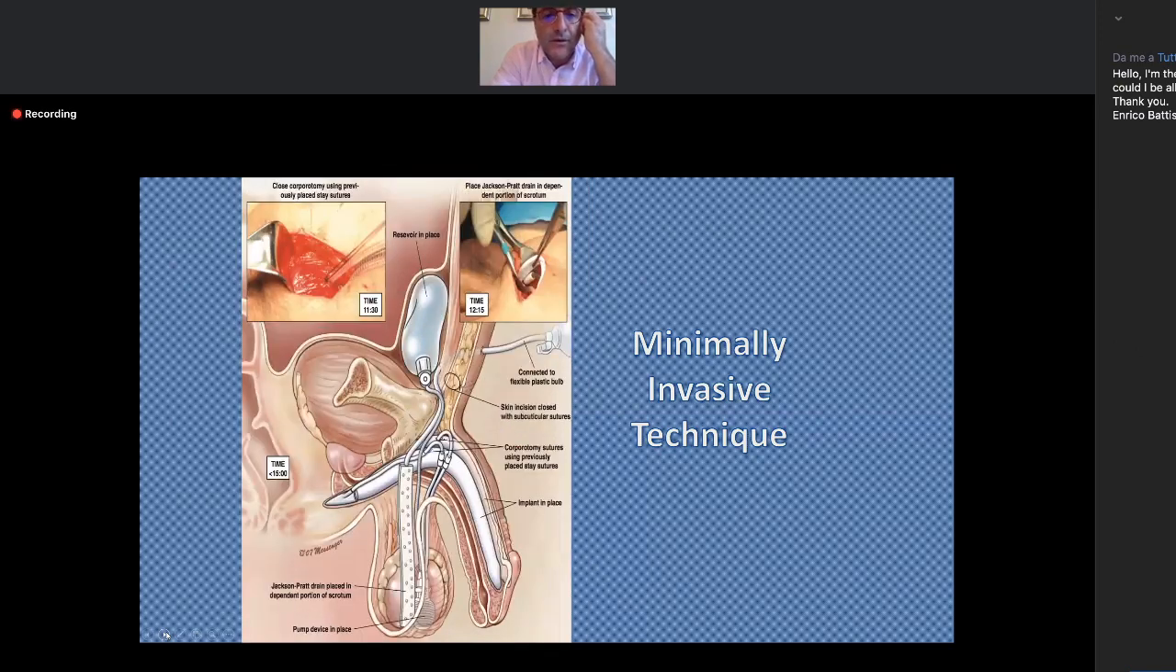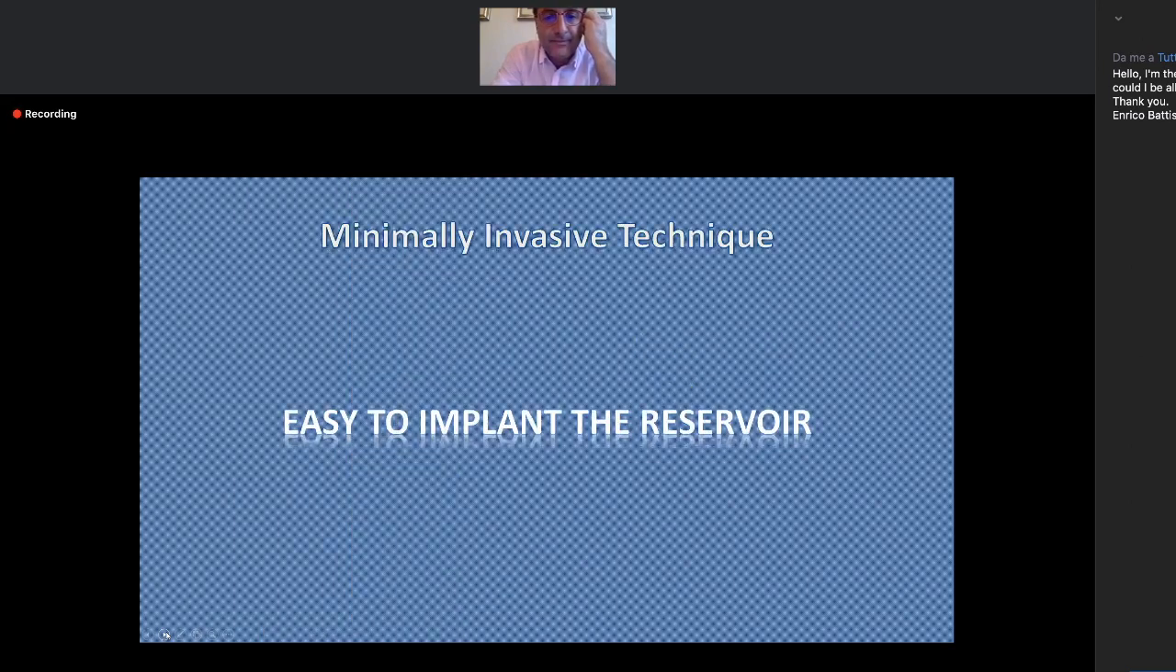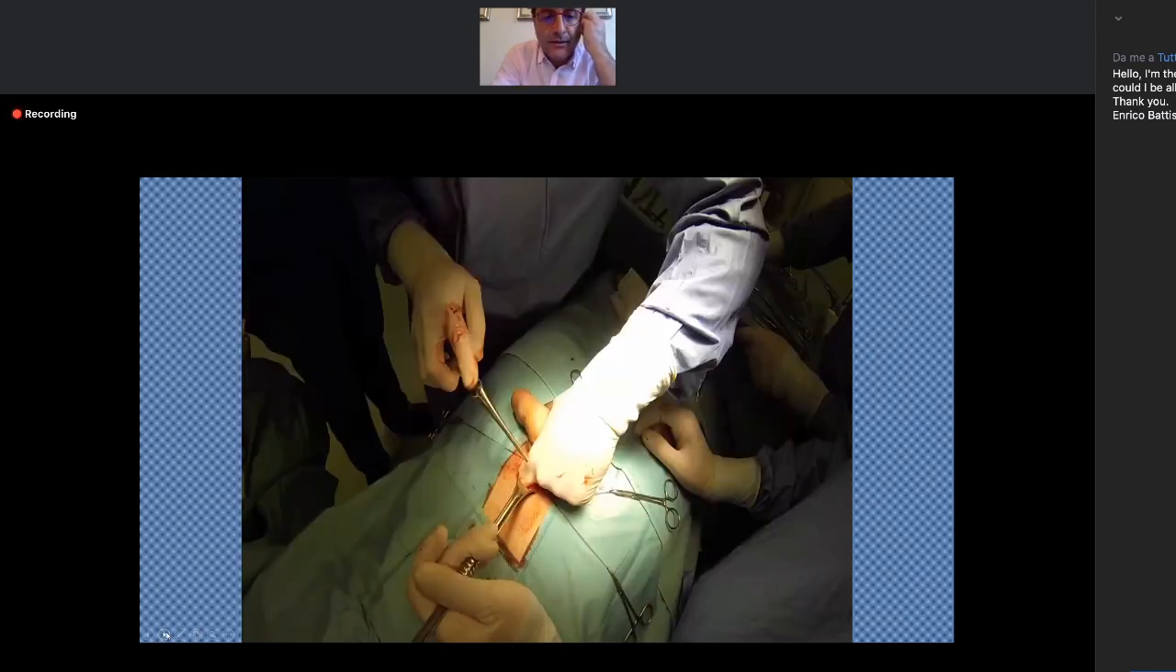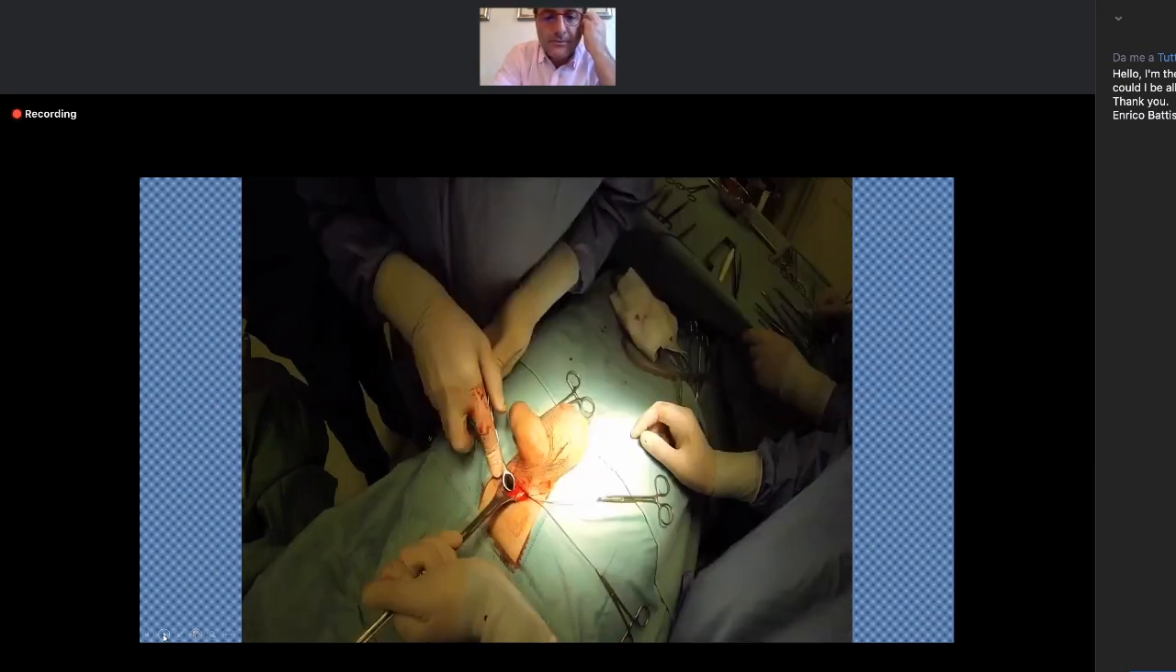Okay, you can see in this picture we put the drain inside the scrotum, and we keep the drain inside about 3 or 4 days. Very easy to implant the reservoir because you are on the inguinal ring and you can check everything.